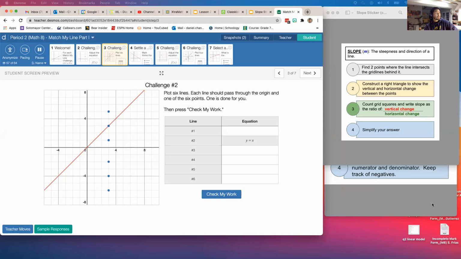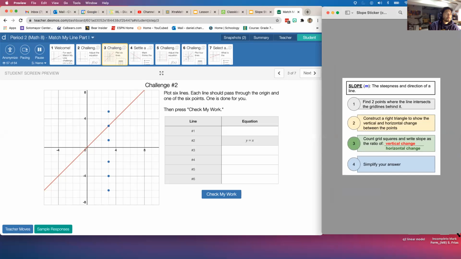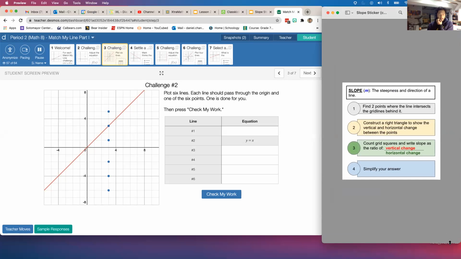So I'm going to share my screen here. Give me a second to get set up. All right, here we go. Steepness and the direction of a line. And I'm going to show you 2 different ways to figure this out, to calculate slope. Got my pen.